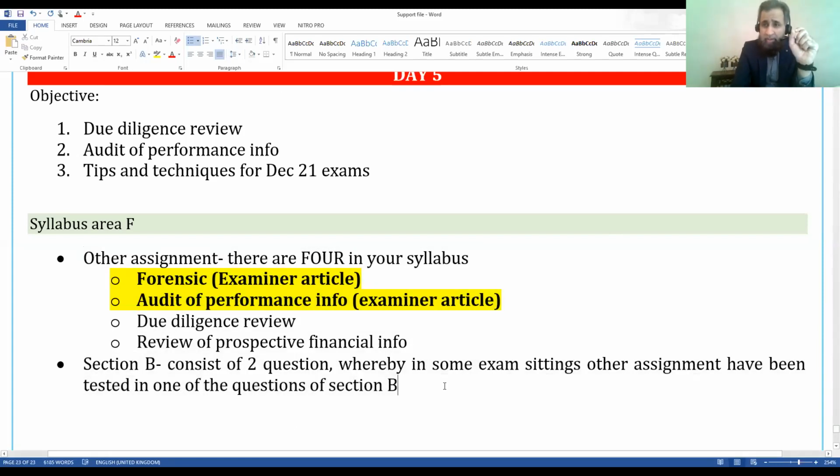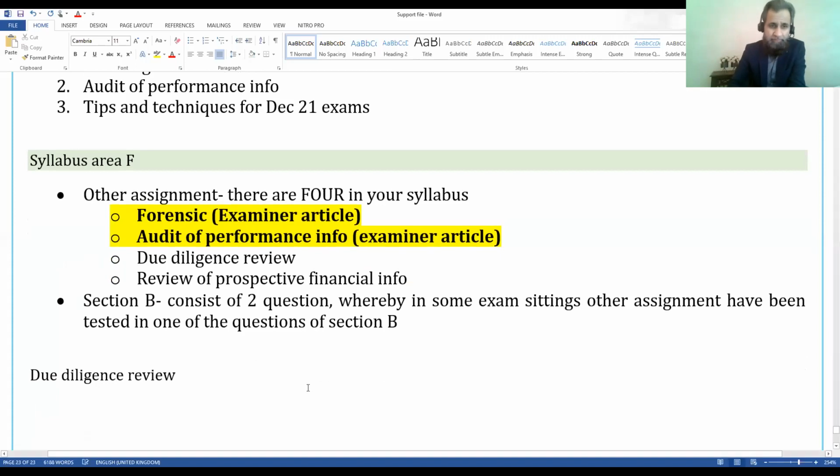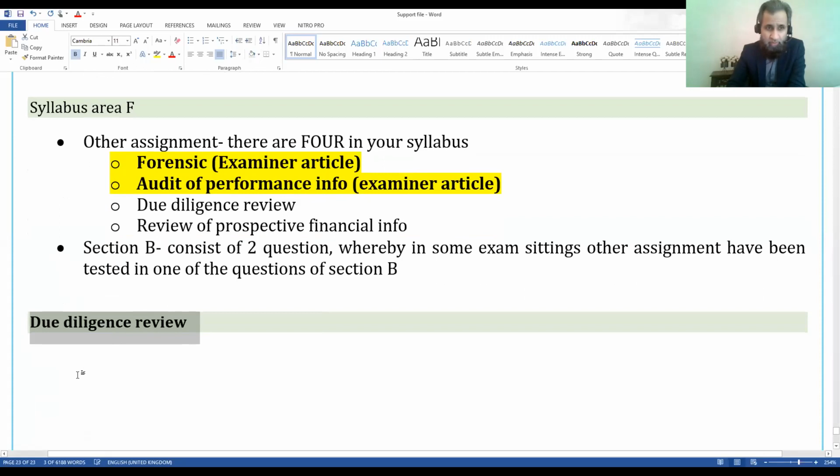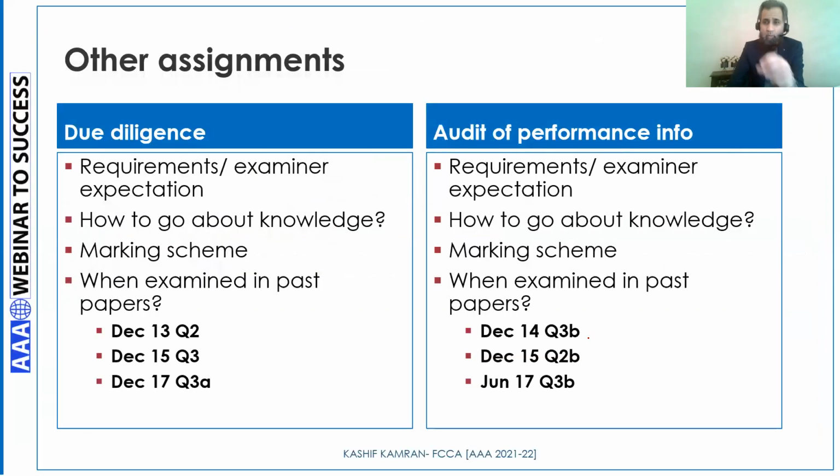Now, moving onwards and looking at the agenda we have today for other assignments. The agenda we have today is first to look at a due diligence review. Let's start that first. And just let's focus on what you need to know about due diligence review. Let's go back to the presentation. Now, when you look at the presentation back, on the left-hand side is the due diligence, and on the right is the audit of performance information.